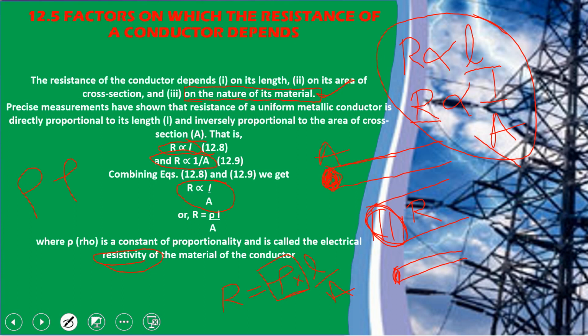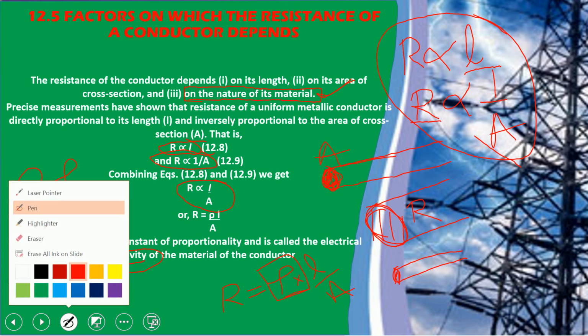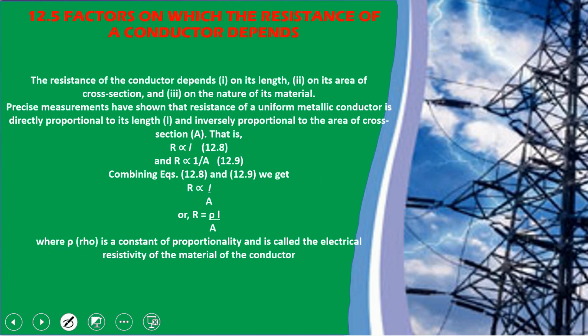Here rho is the constant of proportionality and is called the electrical resistivity. Now this mathematical term is very important, so you have to write it down here. It is very important. All of you write this down.